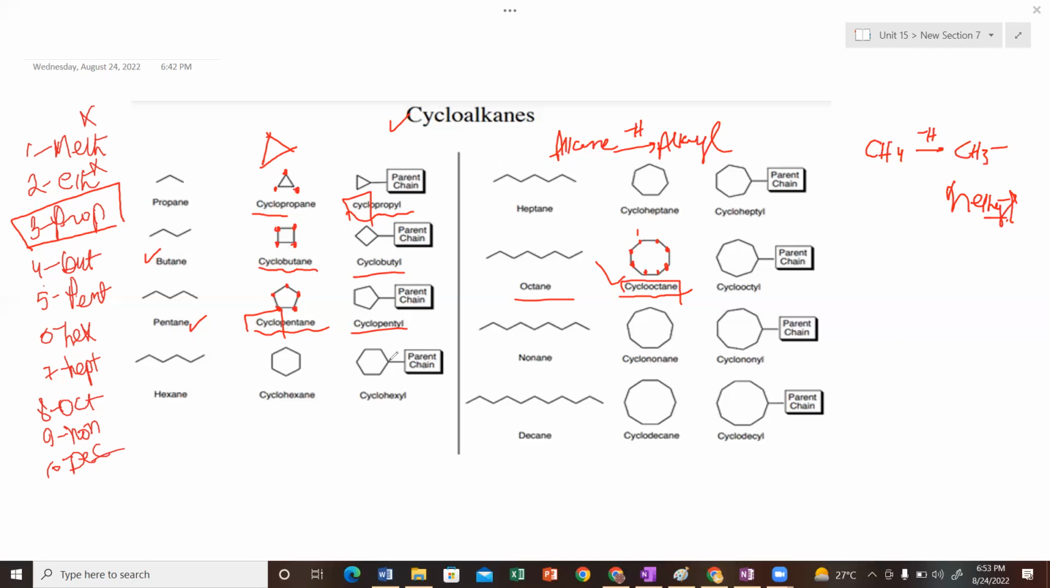In this, how many carbons are there? 1, 2, 3, 4, 5, 6. 6 carbons are there. So it is cyclohexyl, because it is connected to something. It is the parent which is attached to something. So it is cyclohexyl. Similarly, if we have 7 carbons and it is attached in the form of a cyclic structure to any other structure, it would be cycloheptyl.